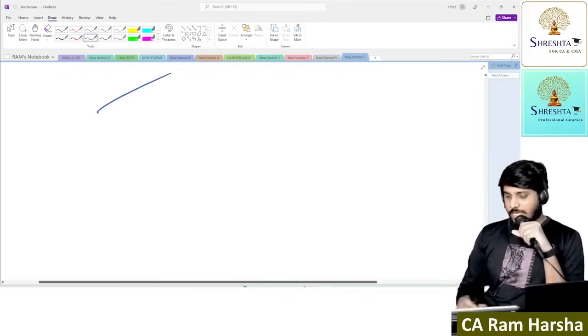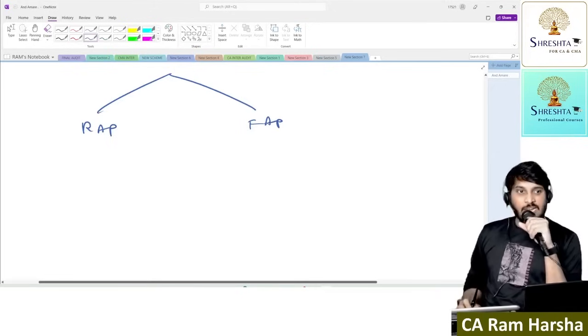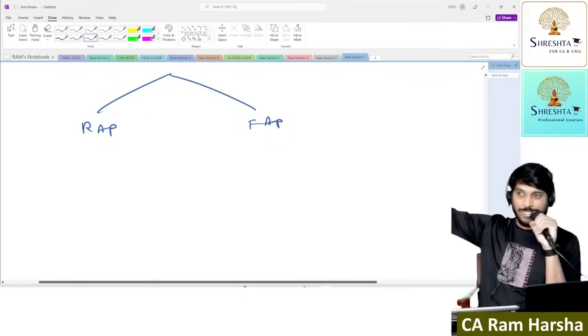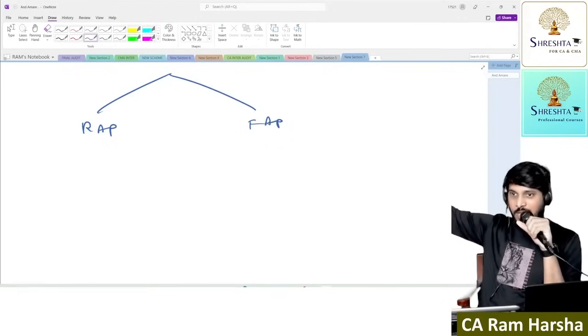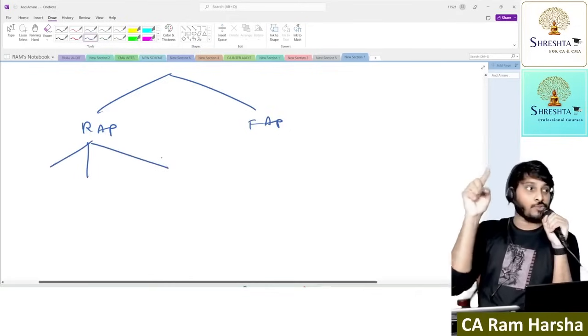Now, once again, analytical procedure we are discussing. So what is there in the analytical procedure? What are the various audit procedures? Risk assessment procedure and further audit procedure. Now what is risk assessment procedure? What is the risk assessment chapter? I am clearly explaining; now I just told you in brief. Now what does this risk assessment procedure include?